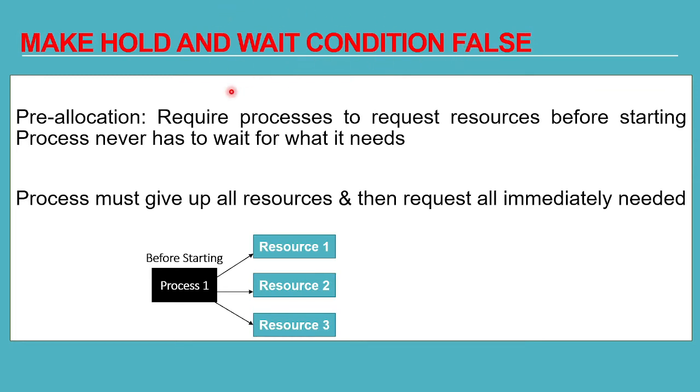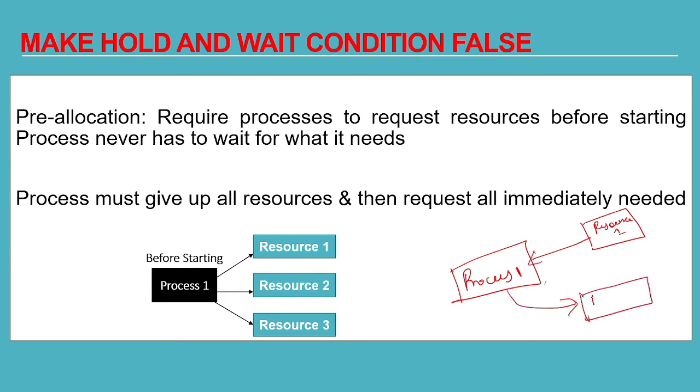Now what is the hold and wait condition? The meaning of this is: one process is holding a resource and it is waiting for another resource which is held by some other process. So process 1 is holding one resource and it is waiting for another resource. So it is holding and waiting. So we have to make this condition false.